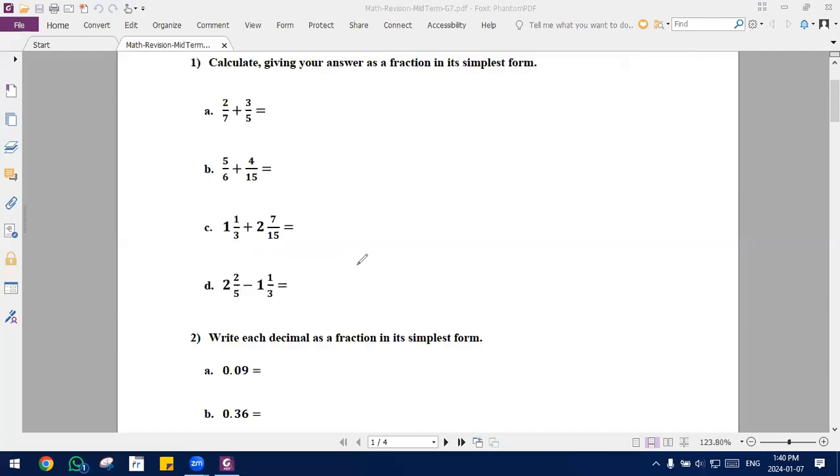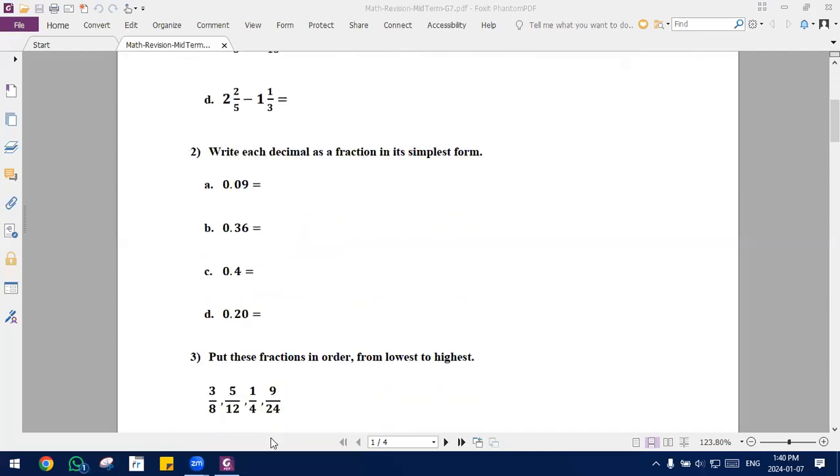Now, question number 2. Write each decimal as a fraction in its simplest form. Let me just write another example. We said that the first digit after the decimal point, we call it tenths. Why? Because it's over 10. And the second, we call it hundredths. Why? Because it's over 100. So if I have one value after the decimal point, it's over 10. If two values, as here, it's over 100.